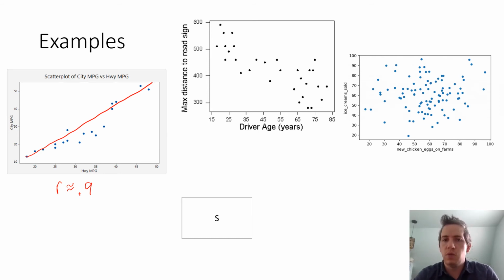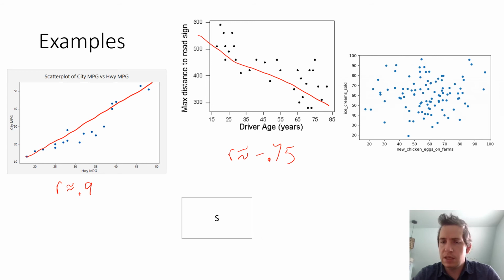If we're looking at the next one, where we have driver's age and the maximum distance to read a sign, it looks like a negative correlation. So if I draw the line that goes through this, it looks like it fits a negative correlation. Notice that a lot of the dots are kind of spread out, and for that reason, not all the dots are fitting the line nicely as they were in the previous example. So maybe R is approximately -0.75 or something like that. Now, I don't actually know the true R values here, but I'm trying to make an approximation. And I'm trying to indicate from the first one to the next one that the correlation is a little weaker on the second one.